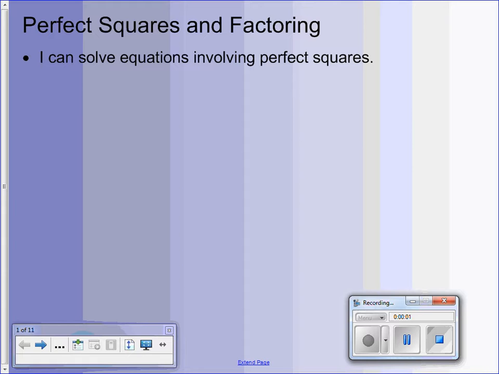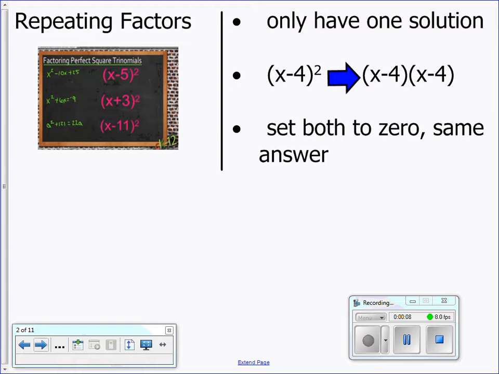Lesson where you look at perfect squares and factoring. At the end of the lesson, you'll be able to solve equations using perfect squares. So remember when we have repeating factors, that really just means one solution. So if we have x minus 4 squared, that means x minus 4 times x minus 4. If you set them both to 0, you're going to get 4. So your solution does not need to be 4 and 4. It just is 4.